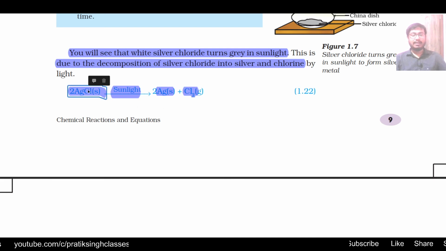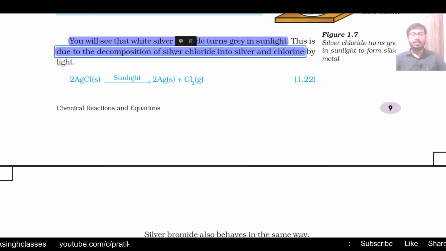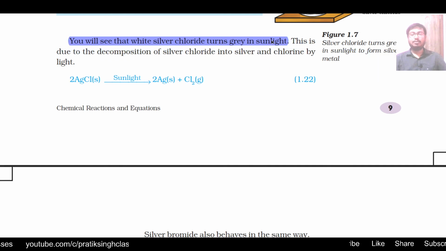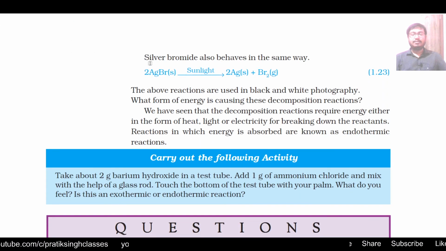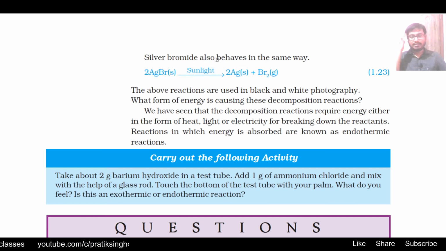So here again one reactant is converted into 2 products with the help of sunlight. This is an example of thermal decomposition reaction. And as the color changes, that means it is a perfect example of chemical reaction. Silver bromide also behaves in another way, like AgBr gives silver plus bromine gas. This is also an example of thermal decomposition reaction.